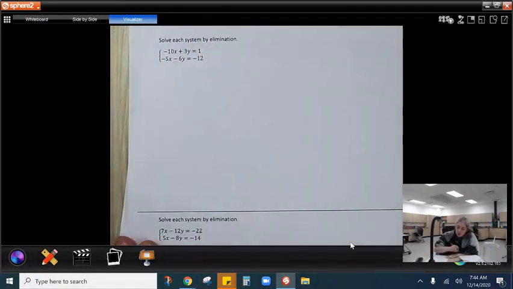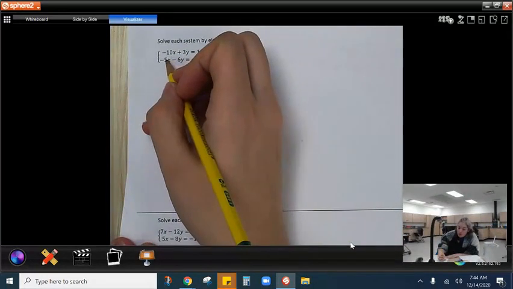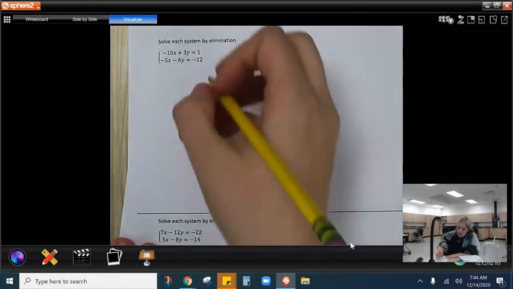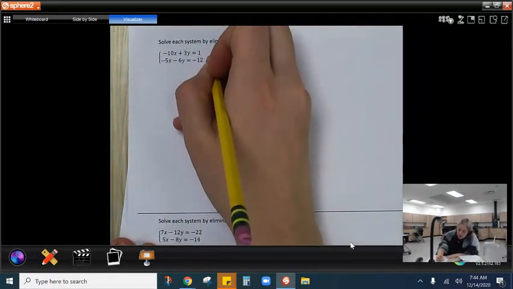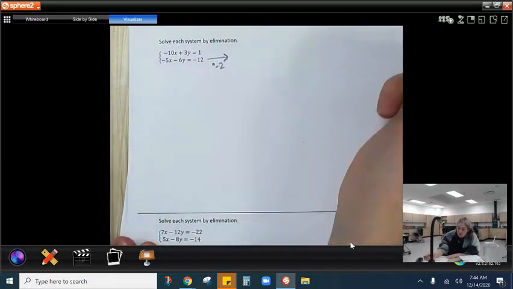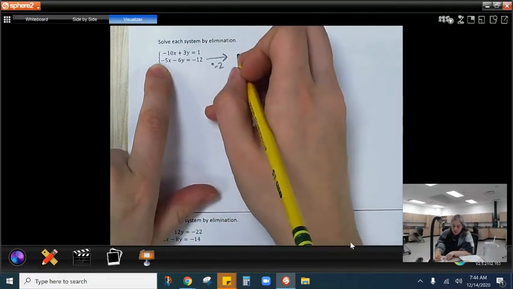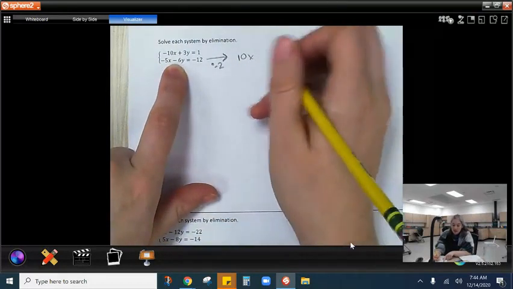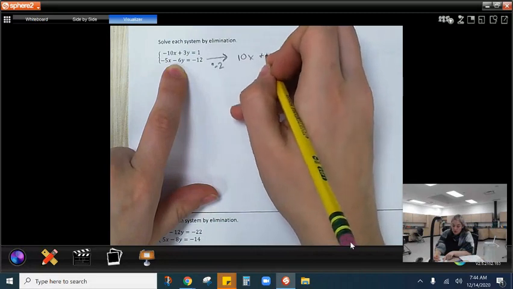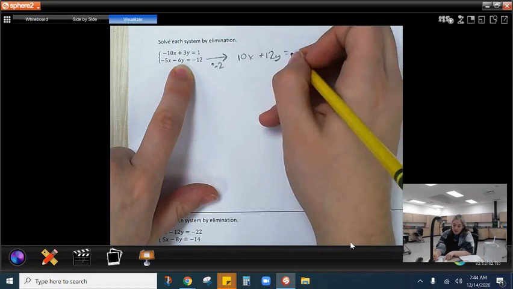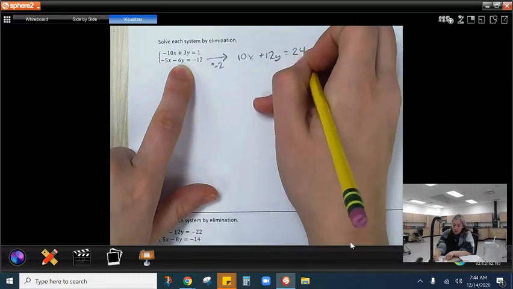Let's do the x's, because I haven't done them yet. So we've got 5 and 10. How do I get from 5 to 10? What do I have to multiply by? By 2, right? So that means I'm going to take this guy, and I'm going to multiply everything by negative 2. So my negative 5x times negative 2 turns into a positive 10x. My negative 6y times negative 2 turns into a positive 12y. And then my negative 12 times negative 2 turns into a positive 24.